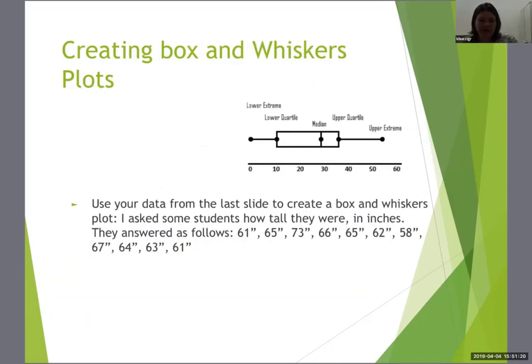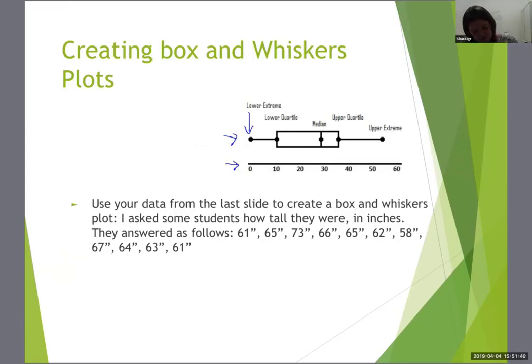So I just have a little diagram up here to help you remember that we need to have that number line in our little box and whiskers, and then what each one of these things represents. The lower extreme, that's the minimum, right? We have the lower quartile, median, upper quartile, and our upper extreme or maximum. Okay, so we're going to do that.